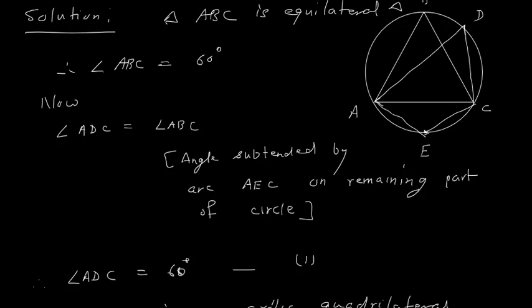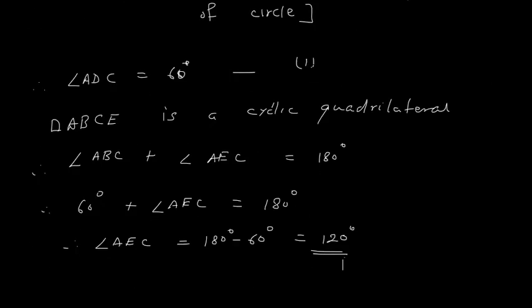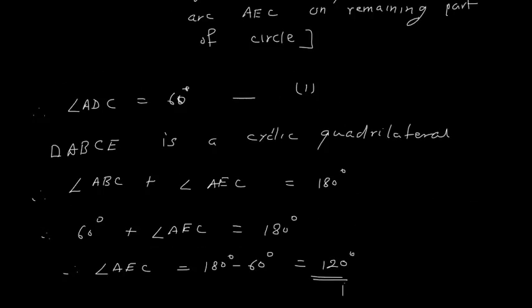So we have found both the values. Angle ADC is 60 degree and angle AEC is 120 degree. So final answer: your first angle ADC is equal to 60 degree and angle AEC is equal to 120 degree.